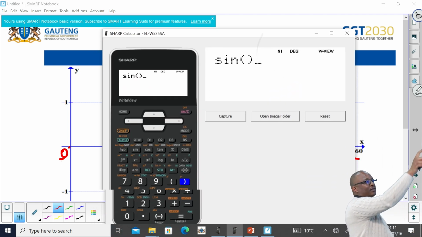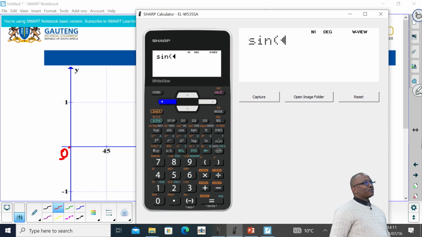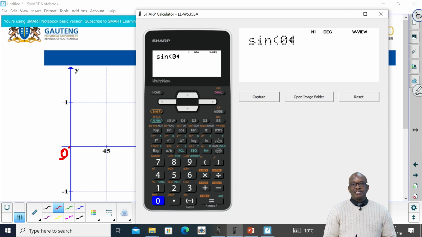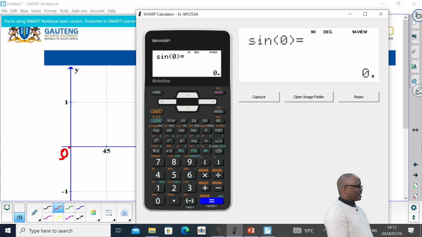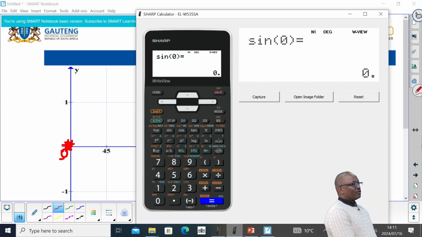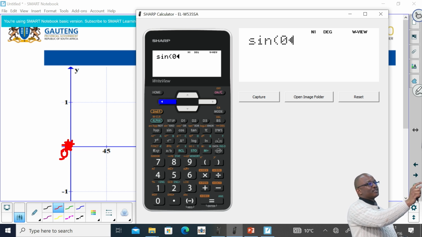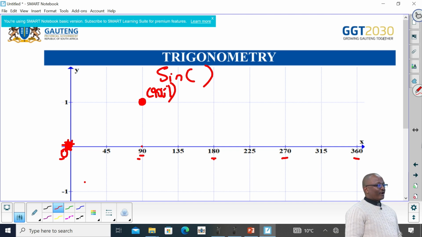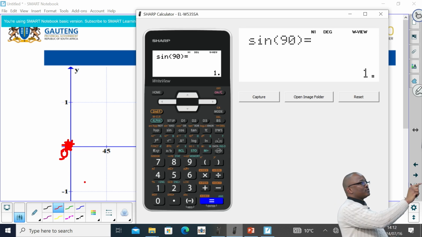So now, how are we going to do that? You are just going to use your calculator, and then you press 0 because we want the value of sine 0, where our x point is starting. So if you're saying sine 0, you punch in your calculator, you're going to get 0. Then where there is 0, you put your point there. Then from there, you go inside those brackets and put 90. Then when you put 90 and press equal sign, you will get 1. It means now we are going to say 90 and 1. That's where we put our point there.